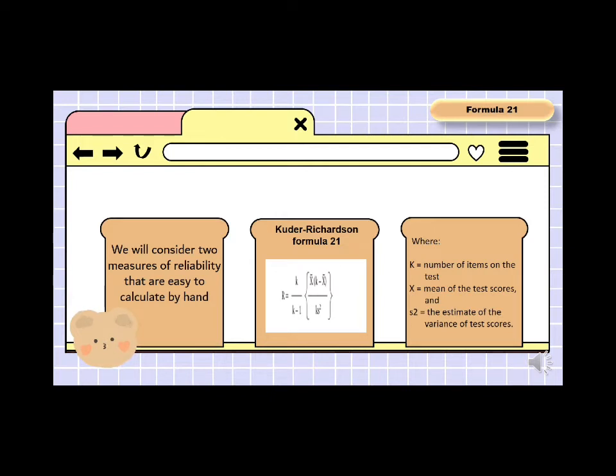So this is the formula of Formula 21. r is equal to K over K minus 1, times the quantity 1 minus X times K minus X over K times s squared, where K equals the number of items on the test, X is the mean of the test score, and s squared is the estimate of the variance of test scores.